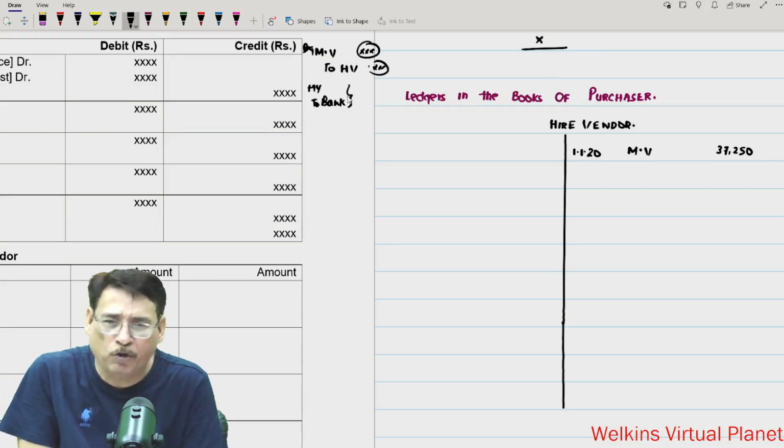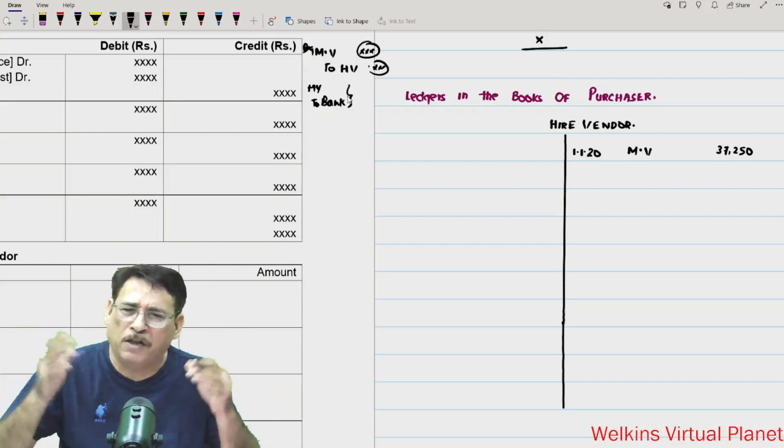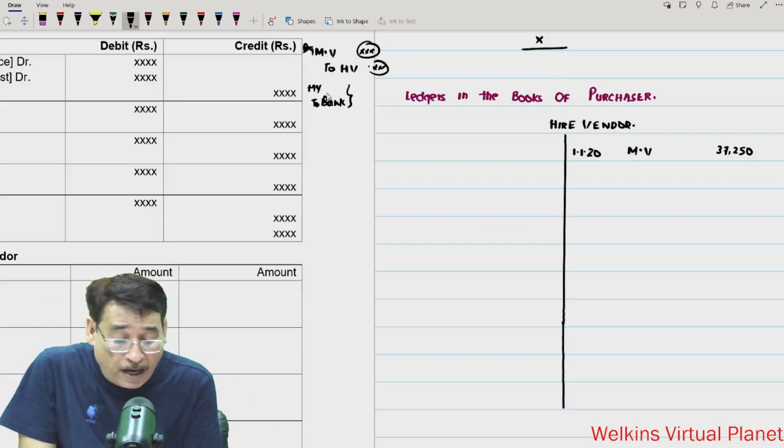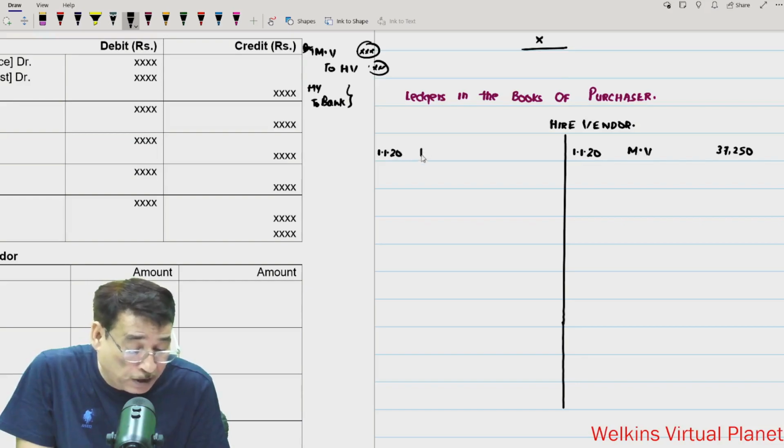I am simply giving you a rough idea at this moment regarding entry. We will talk about entries in detail later on. Don't worry. So as per this entry, hire vendor account will get debited. So I am going to write on 1/1/2020, to bank. To bank means down payment, DP.